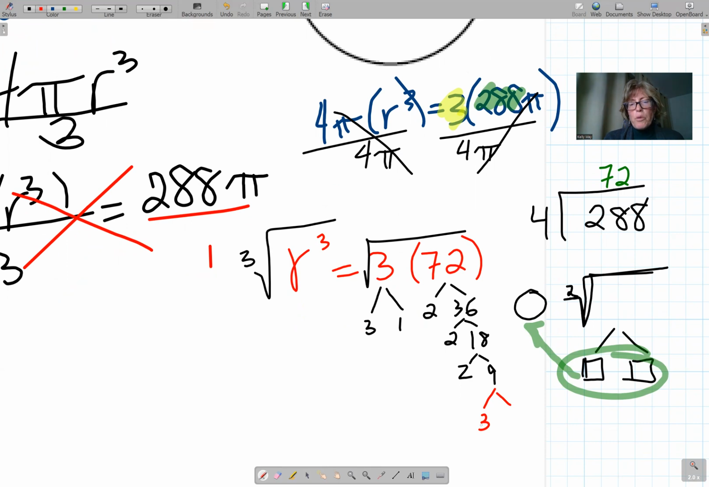And then we have a 3 and a 3. And you take a look here at your triplets. It's triplets because it's a cube root. And I have 1, 2, 3 sets of 3s, and 1, 2, 3 sets of 2s.